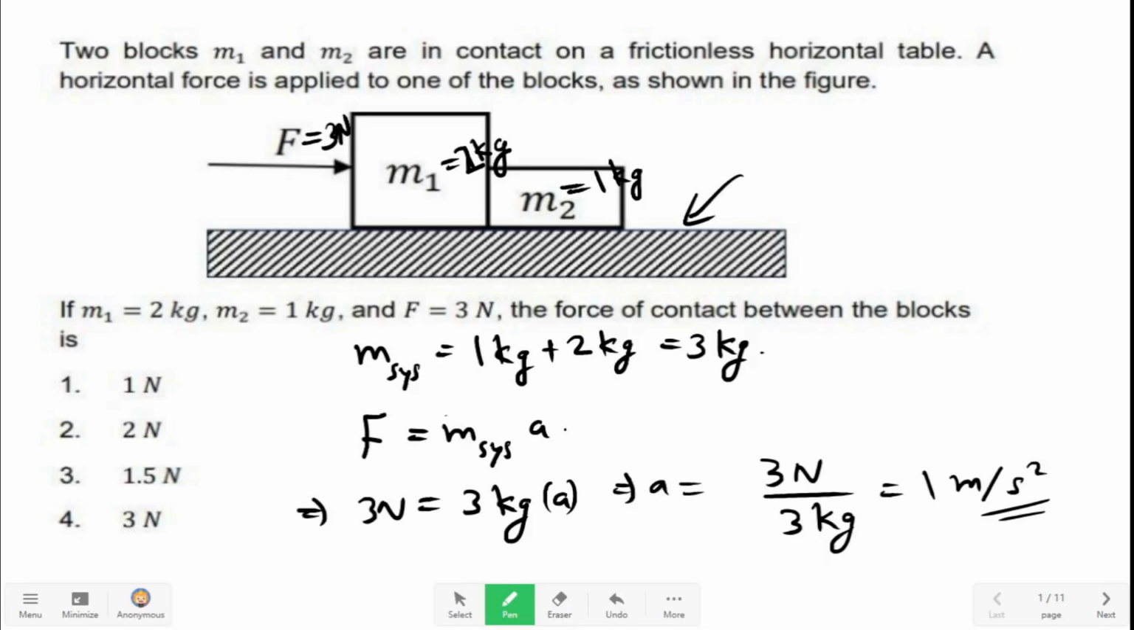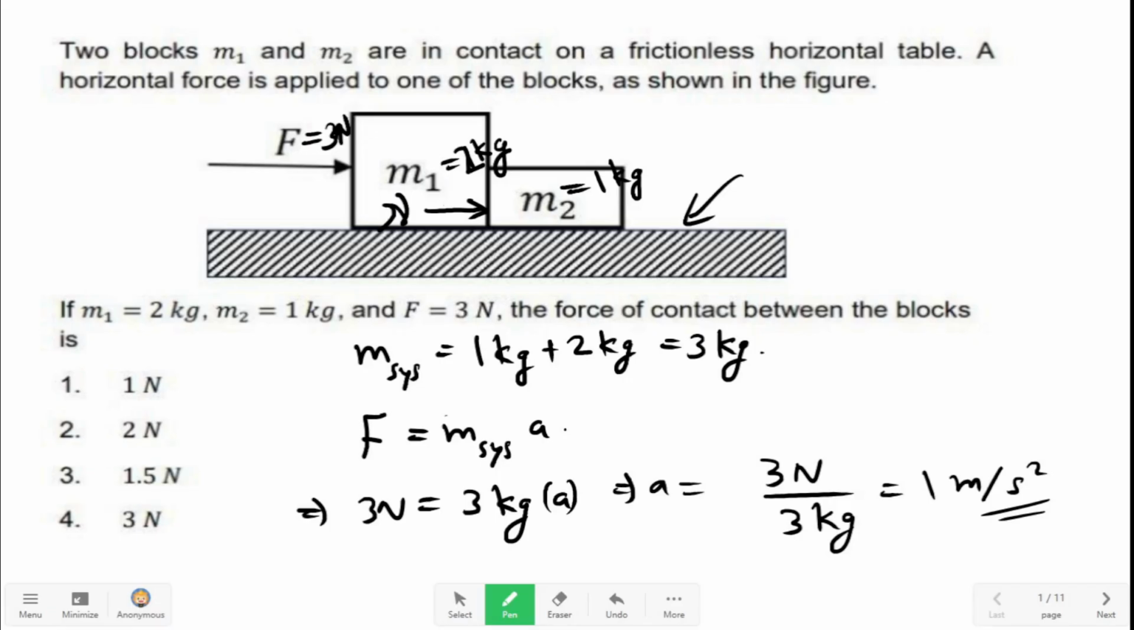Now let us focus on M2. The only force that is acting on M2 is the contact force. Let us denote it by a curved N, because we have already used N for denoting the unit of force, which is Newton. The gravitational force and the normal force, which act vertically, balance each other, so we do not have to consider them. So the only unbalanced force acting on M2 is the contact force.